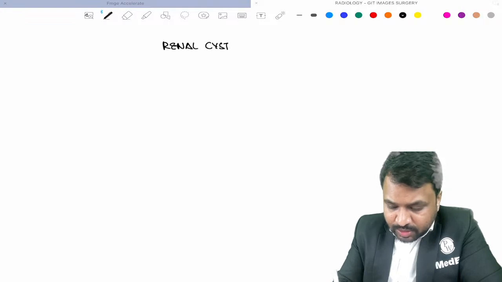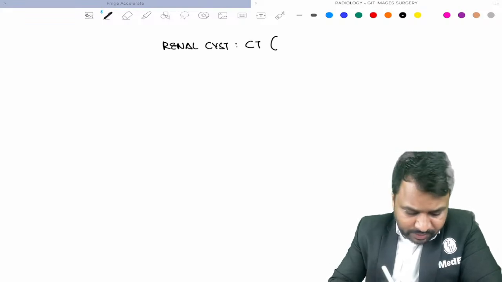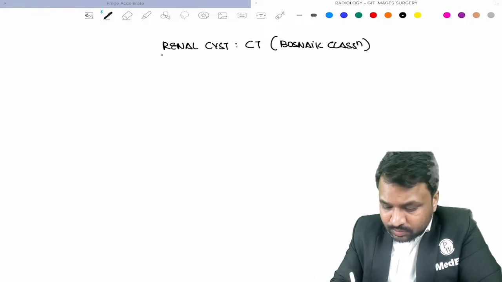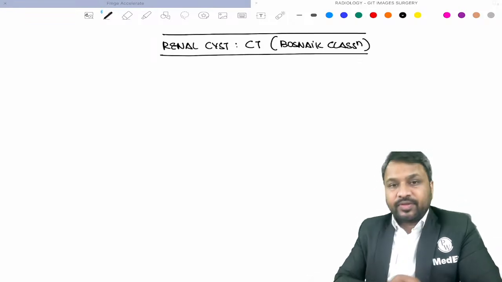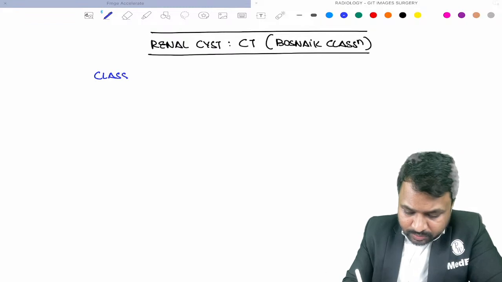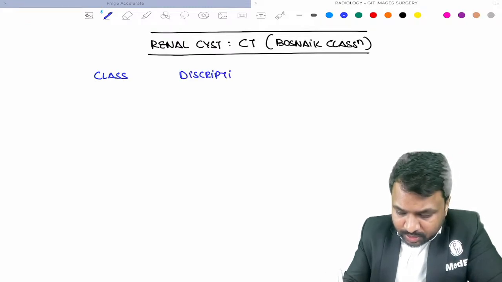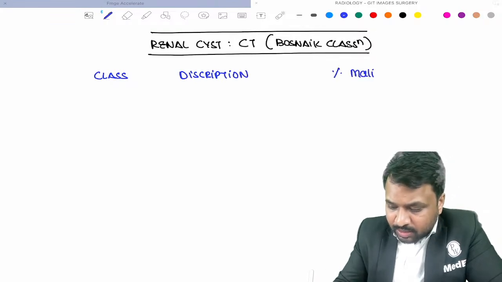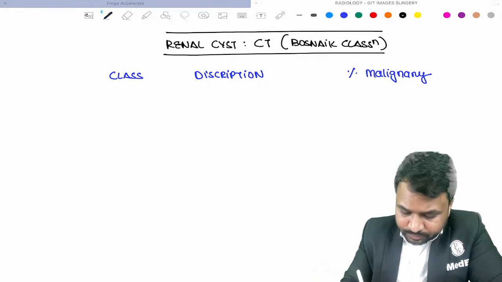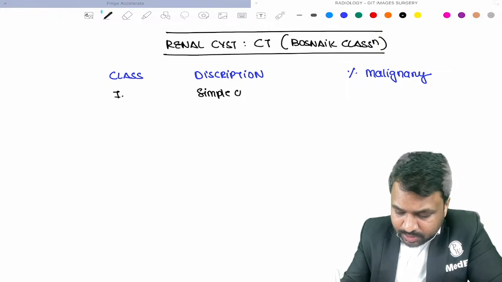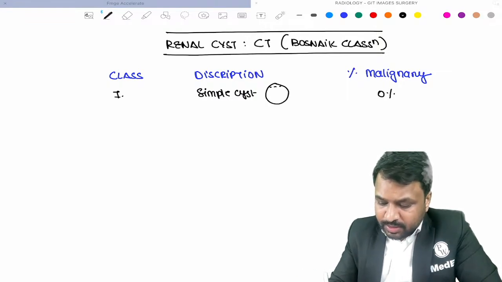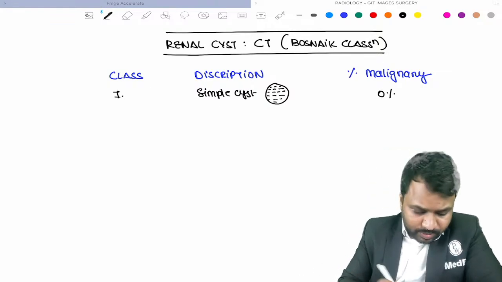Now, for the classification of renal cyst on the basis of CT, we have a classification called the Bosniak classification. According to the Bosniak classification, we have the class on one end, the description on the other end, and the probability of malignancy. Class one is what we call a simple cyst. It is normally a fluid filled cyst. The probability of this being malignant is 0%, right?